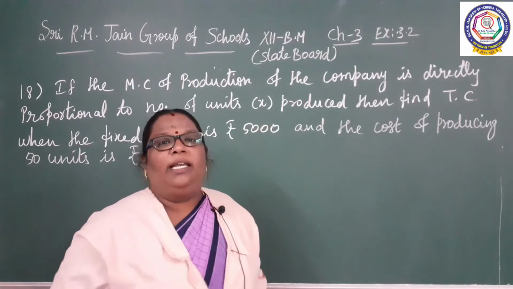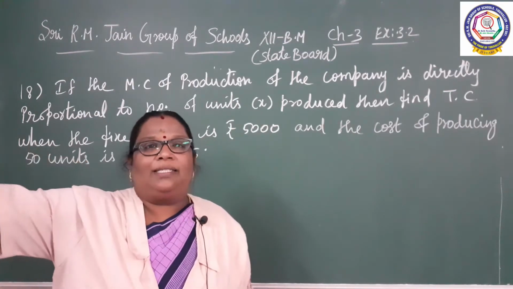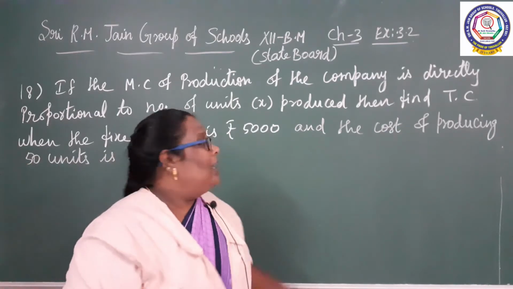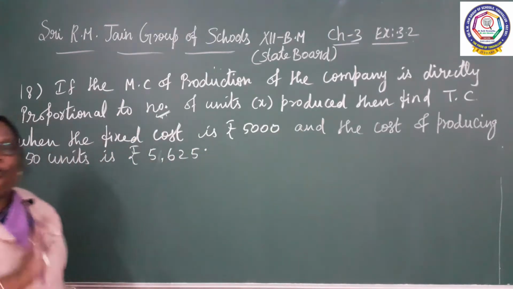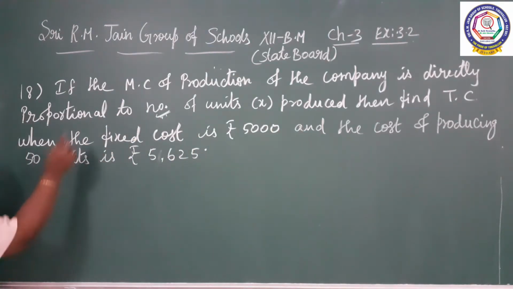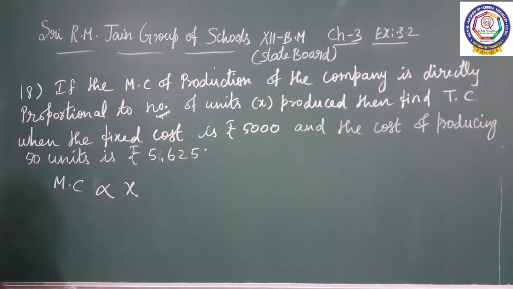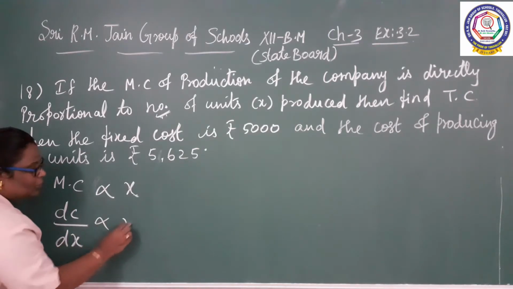Generally we have seen many sums c equal to x plus k. So you can write k value as that fixed cost amount, 5,000. But you have to do it in this way. See here, marginal cost. Marginal cost is directly proportional. What is the meaning of directly proportional? Marginal cost is directly proportional to x. What is marginal cost? dc by dx. dc by dx is directly proportional to x.